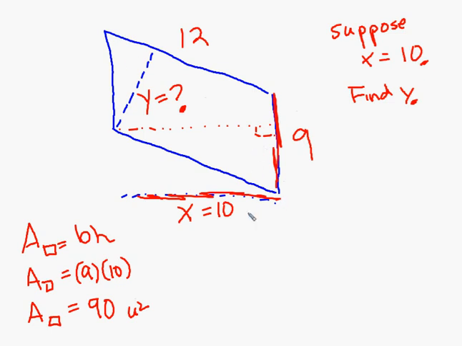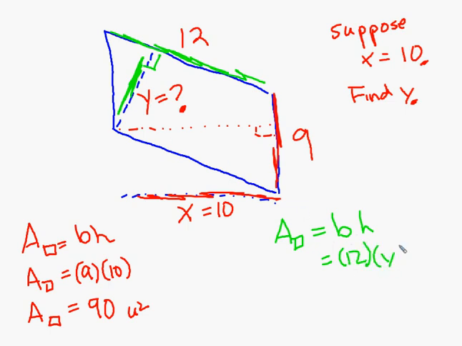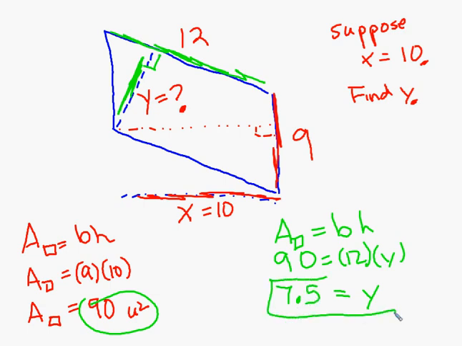I want to find y. I want to find this length. So I could also find the area of this shape by doing base times height again, but this time using the 12, and the height is y. Since I've already calculated the area as 90, I know the area this time, and I can find the height, or the y. I divide, and I get 7.5 units. So we'll do another one that's similar.